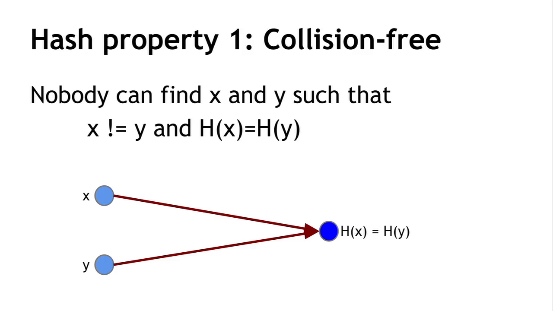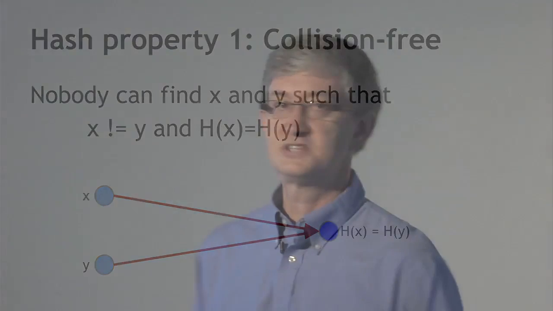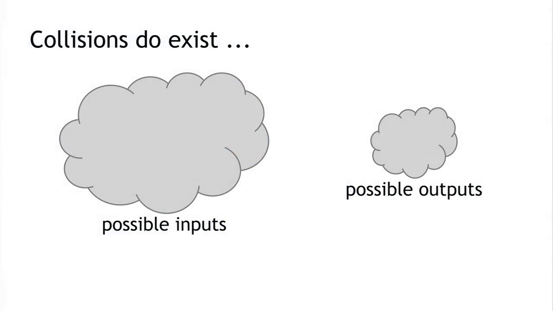Now, one thing to notice is that I said nobody can find. I didn't say that there is no collision. Because if you think about it, there has to be a collision. Collisions do exist, and to understand why that is, we can use this diagram. Over here on the left, I'm depicting all of the possible inputs to this function, which can be a string of any size. And over here, I have all of the possible outputs, which has to be a string of 256 bits in size.